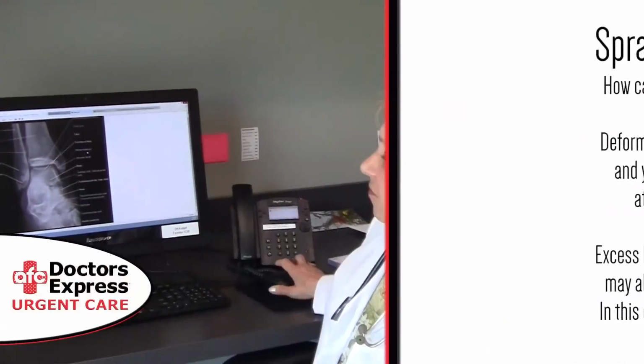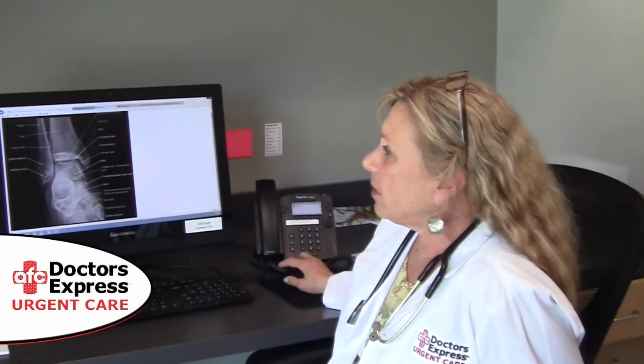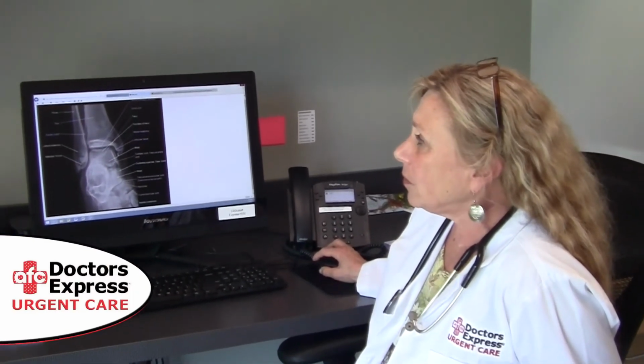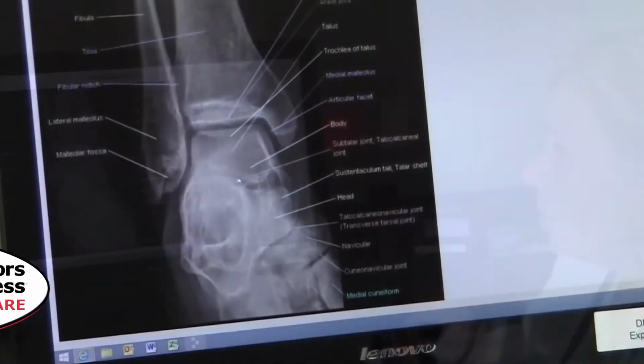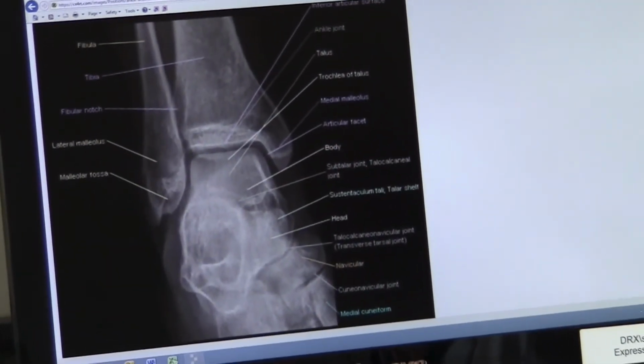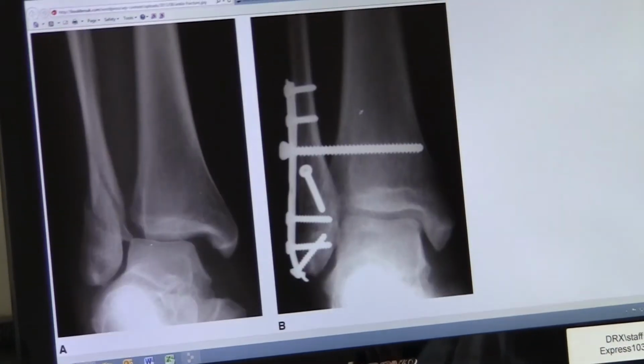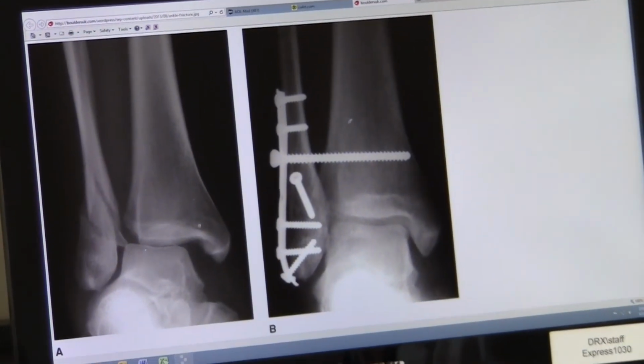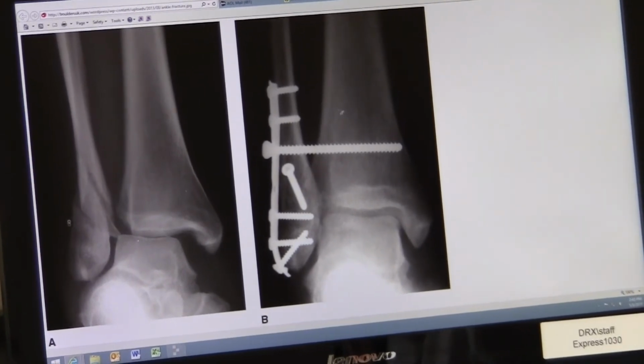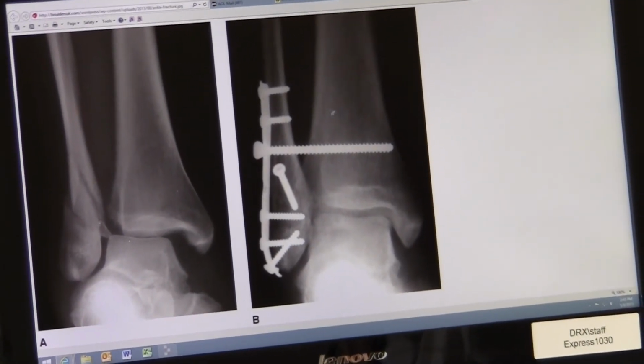Bones are made of calcium phosphate. This is an example of a normal x-ray of an ankle. The distal fibula, tibia, those are your leg bones, and the talus, which is an ankle bone. This is an x-ray of an ankle that's fractured. This is a distal fibular fracture.